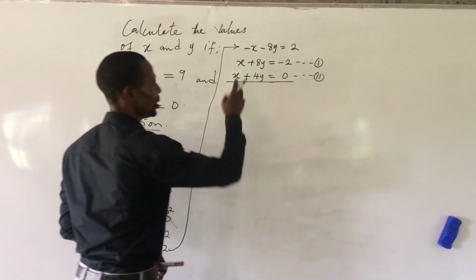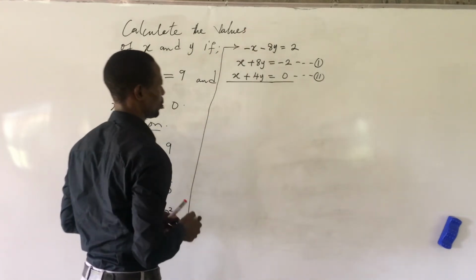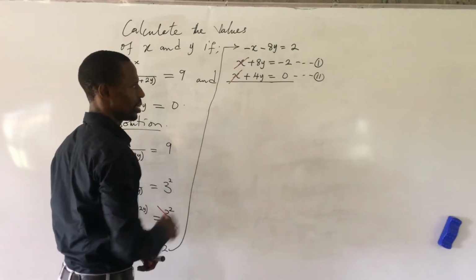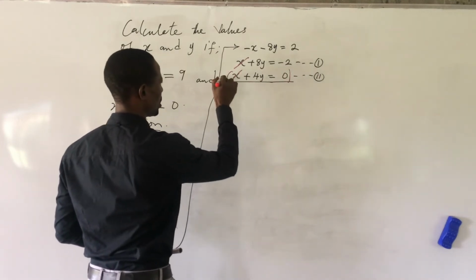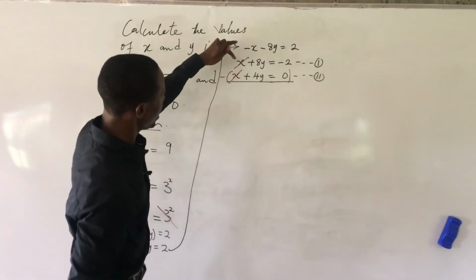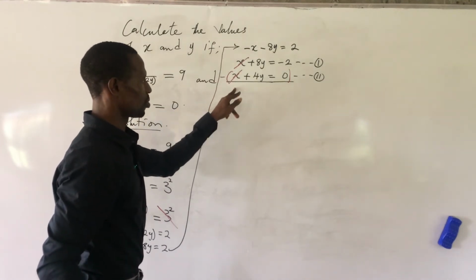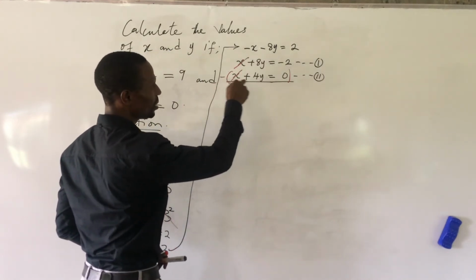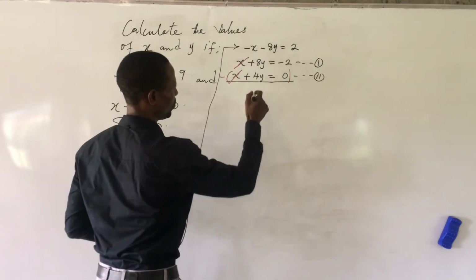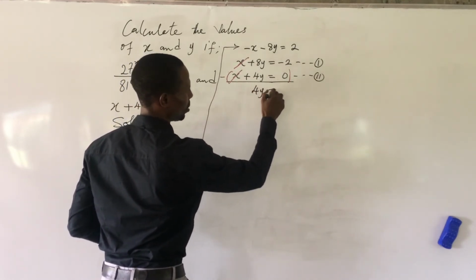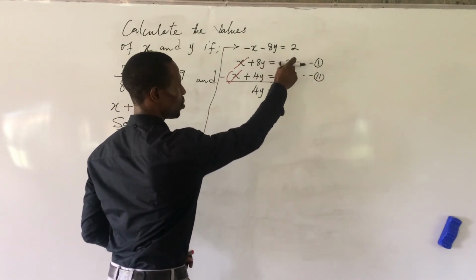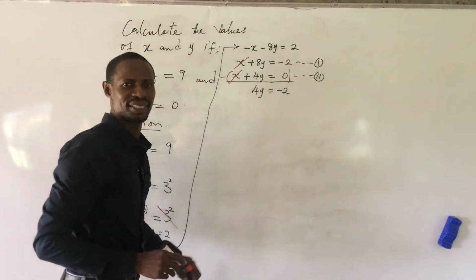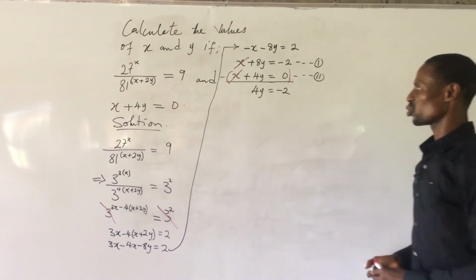So if we are subtracting equation 1 from equation 2, automatically the x will go with x, because we can put this in brackets and put in our minus sign. So we are now having x minus x, which is going to give us 0. Then we go to the second term, plus 8y minus 4y. This will give us 4y, all equal to minus 2 minus 0, which will give us minus 2. All right, so we now have 4y equal to minus 2.